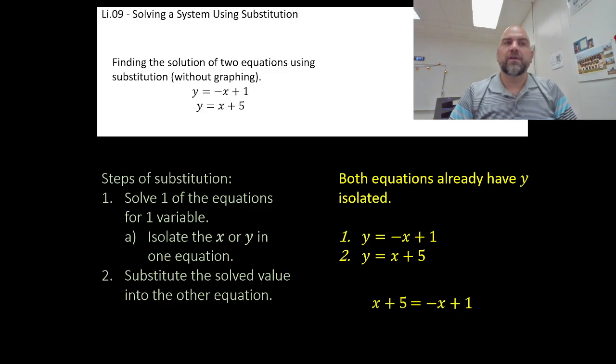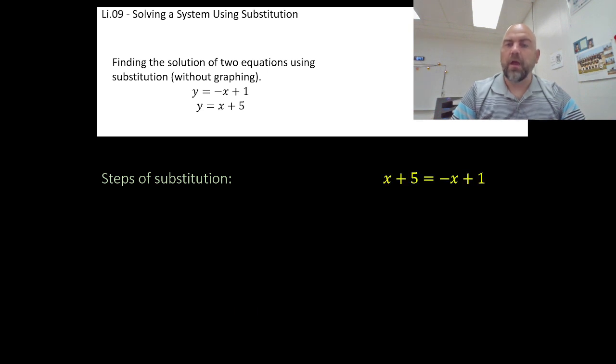And now we have an equation that we can solve. So we have substituted, and that's the big word we're using here. We've substituted the value we know for y, which in this case is x plus 5, into the other equation. And we have to put it into the other equation.